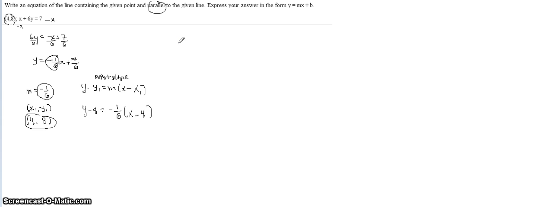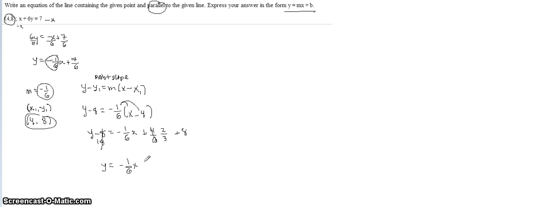And then I will start to simplify it to get my answer in the form y equals mx plus b, because that's what it asked for. So I need to distribute my negative 1/6 through. That'll be y minus 8 equals negative 1/6 x plus 4/6. You could simplify that 4/6 to be 2/3. 4/6 is the same as 2/3. And then add my 8 to the other side, because I want to get my y alone. When I add 8, let's see, I'll simplify this.